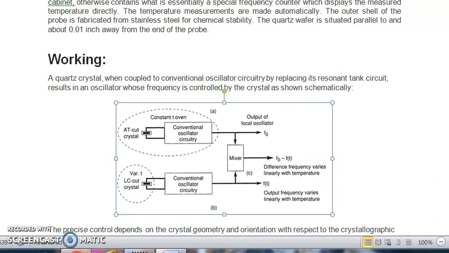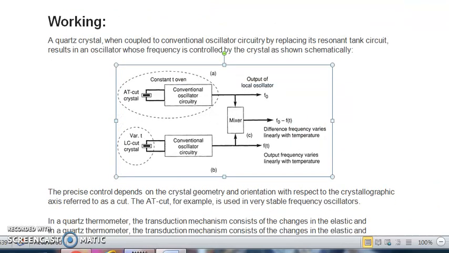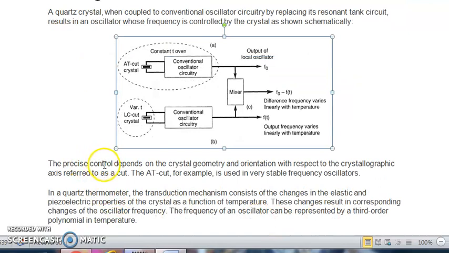Now, the precise control depends on the crystal geometry and orientation with respect to the crystallographic axis, referred to as a cut. Here, the AT cut, for example, is used for a very stable frequency oscillator, where the temperature has to be constant. And the other is the LC cut. These are the different names of the quartz crystal.